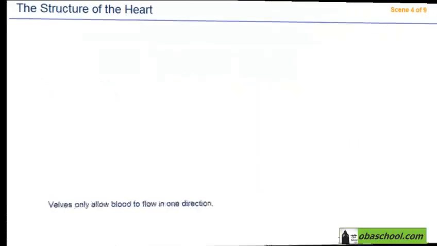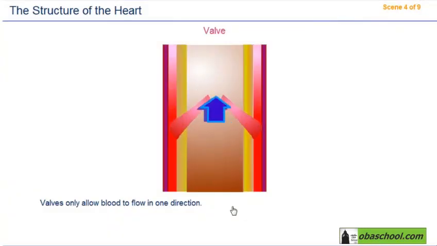It is also important to note that the valves found in the heart, either bicuspid, tricuspid, or semilunar valves, allow blood flow in only one direction. So the bicuspid and tricuspid valves will only open in a way that allows blood to go from atria to ventricles, and when they close, they will not allow the blood to go back from the ventricles to the atria. Same thing with the semilunar valves, they only allow the blood in one direction, from the ventricles to the arteries.